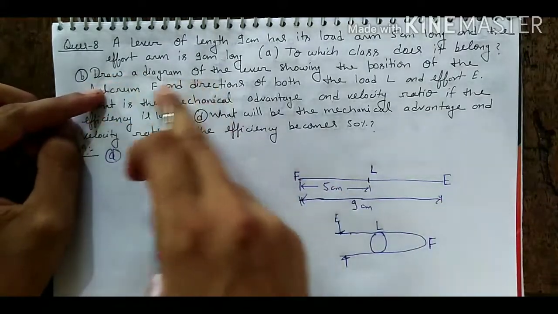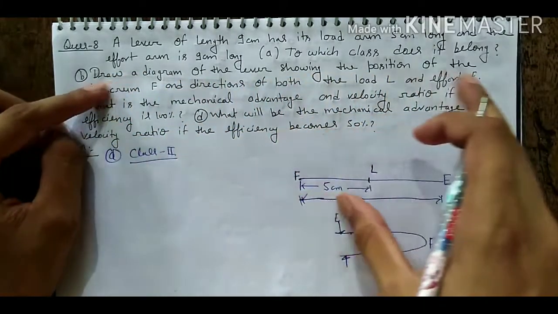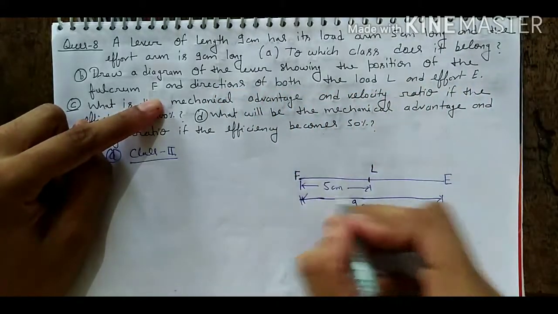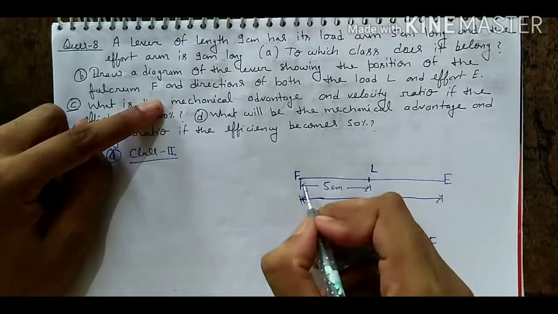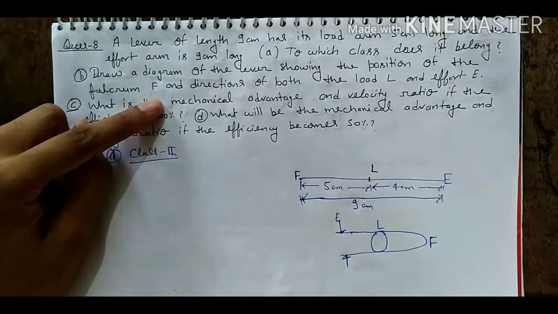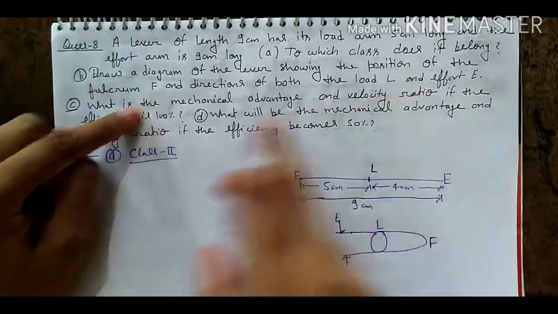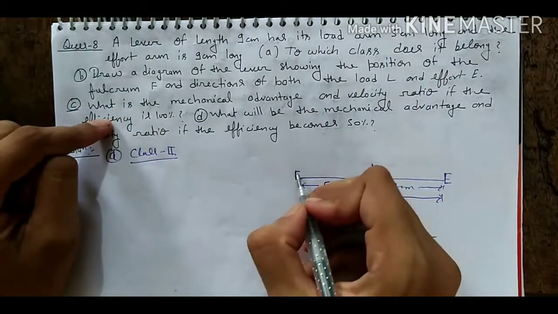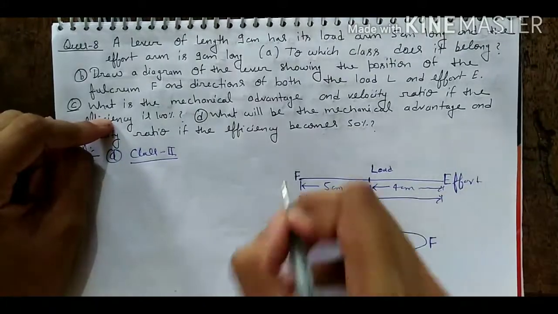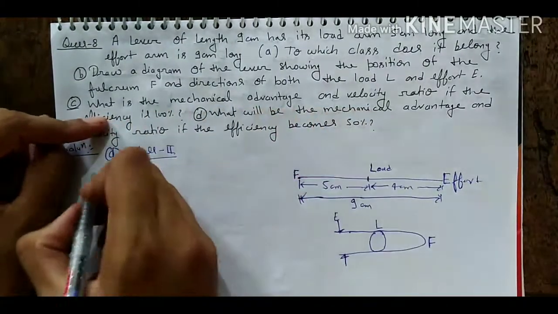Second question: draw a diagram of the lever showing the position of the fulcrum F and the direction of both the load and effort. This is the diagram. This will be 5 cm and this will be 4 cm. Okay, load and effort. This will be the effort, this is the fulcrum, this is the load. What is the mechanical advantage?